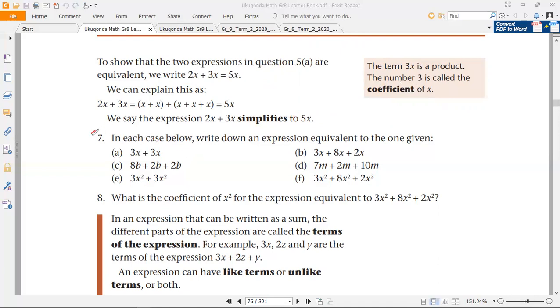So guys, I want you to try this. I'm going to leave you with this. Please try this. In the next video, we will start by looking at the solutions. I want you to simplify. The question here is simplify, or in other words, write down this expression as an equivalent. In each case below, write down an expression equivalent to the one given. So what is an expression that is equivalent to this one? Use the same concept that we used here. I want to see what you will get. Okay, I'll catch you later.